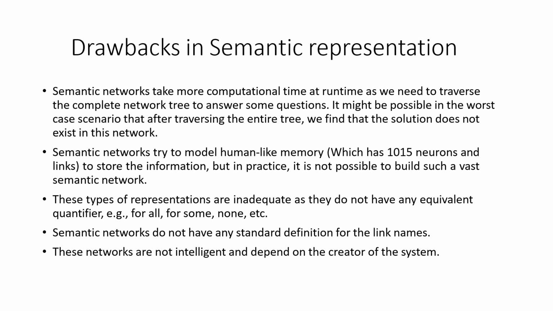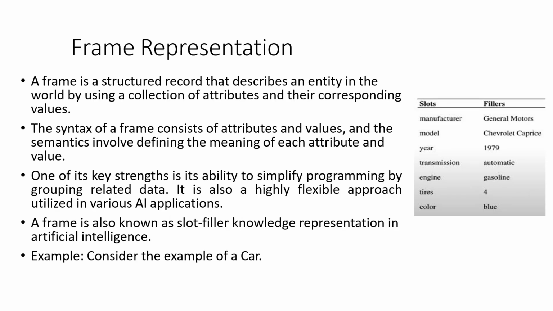So a semantic network is a graphical knowledge representation in which the nodes represent objects or concepts and arcs represent the relationship between them. Next is frame representation. A frame is a structured record used to represent knowledge about an object, concept or situation. It describes an entity using a collection of attributes and their corresponding values.